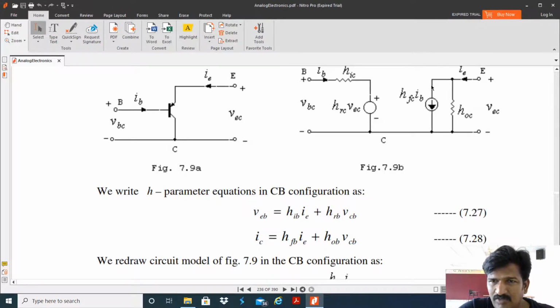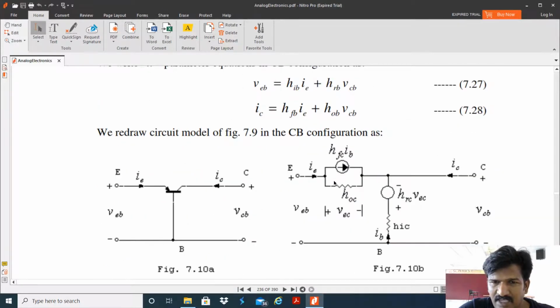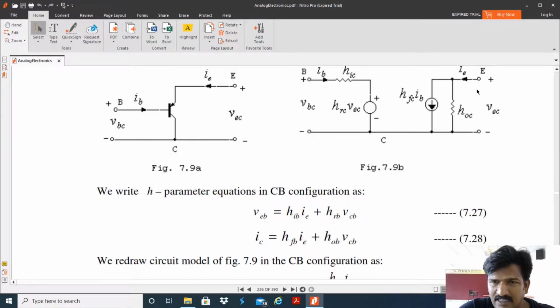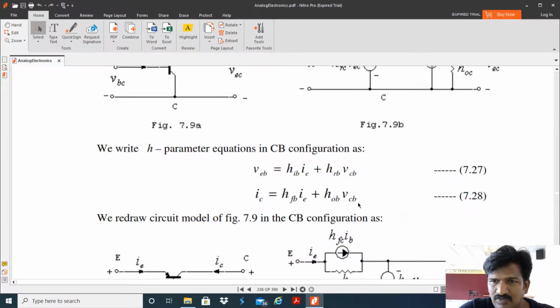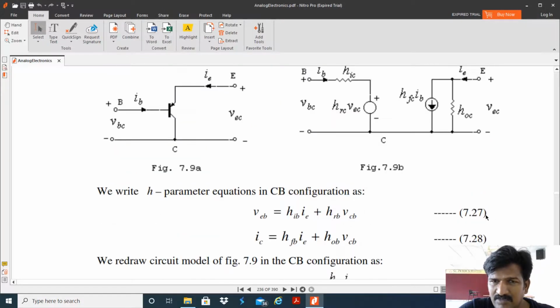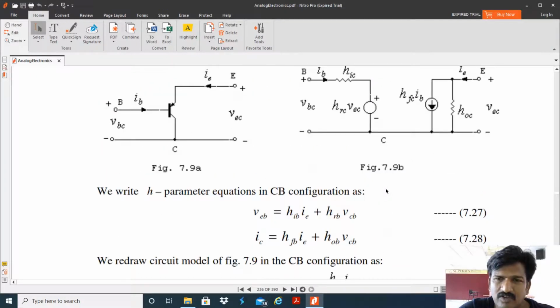The collector is going to become output. The direction will be like this. Just observe here: HFC IB and HOC are in parallel with each other, and the current is entering like this. The voltage drop across this HOC is VEC, and this one is the collector terminal, acting as the output terminal. So this is an equivalent diagram of the CB H parameter model in terms of the CC configuration.